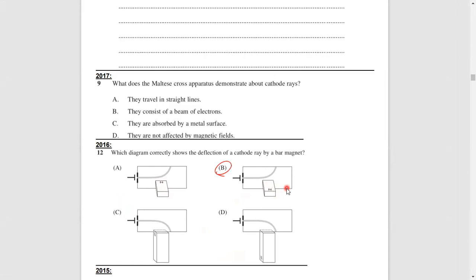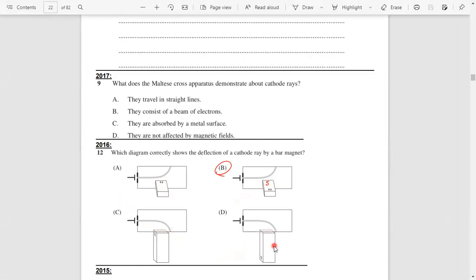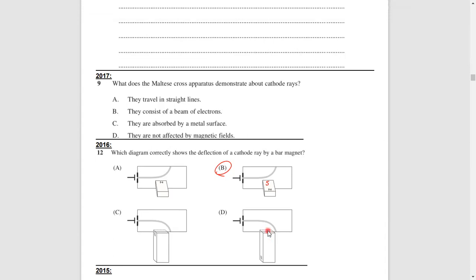Because if the North Pole is here, that means the South Pole is there. These will definitely be wrong because the force is always perpendicular to the magnetic field, not toward the magnet. This would only occur if you had an electric field where the magnet is, not a magnetic field, which is what you've got here.